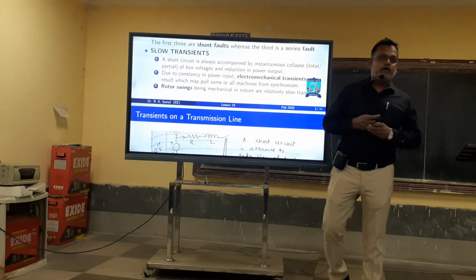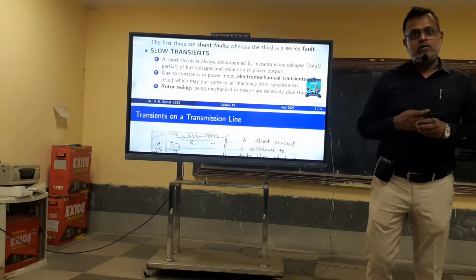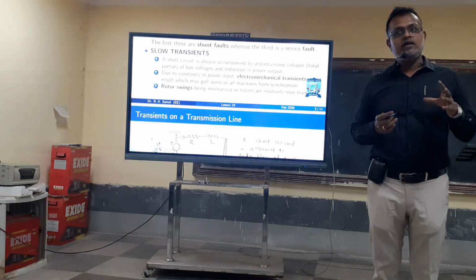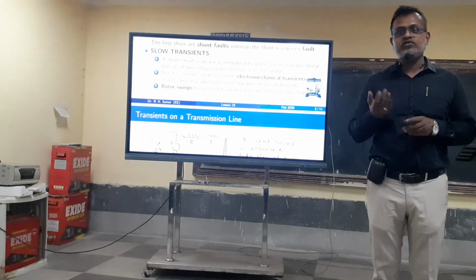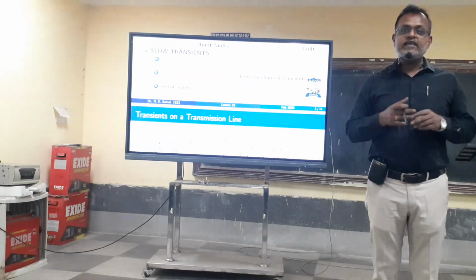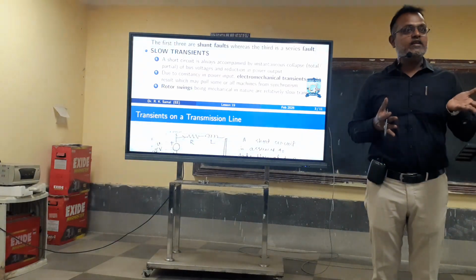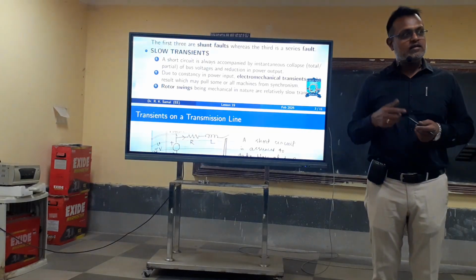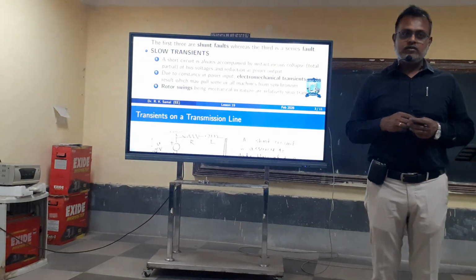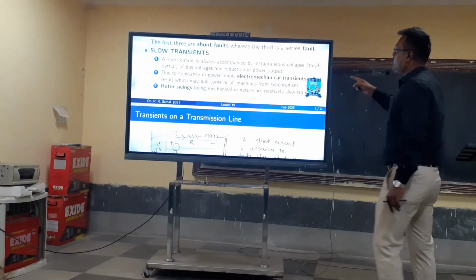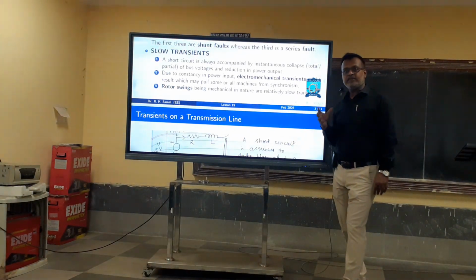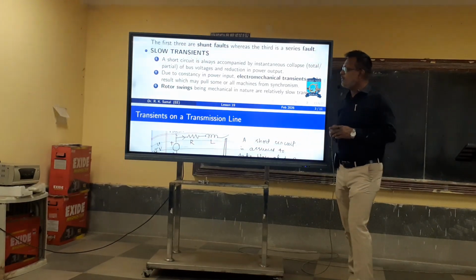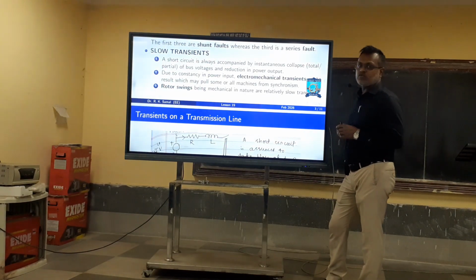That means though power generation is occurring to meet a certain kind of load, it is going to the ground because of the short circuit, which means that there is no load, but power is being generated. So it will simply result in an increase in the rotational speed of the machines, which are known as electromechanical transients or the slow transients, because those are heavy machines. These are also known as rotor swings.